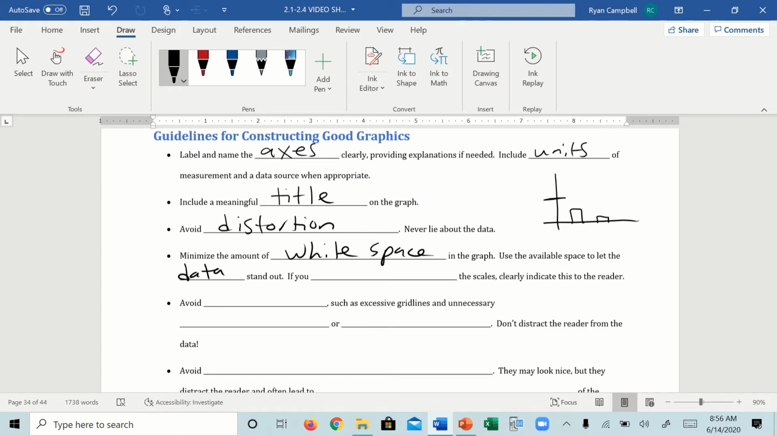So, super important, if you truncate, so truncate means to cut off, so if you cut off the scales, clearly indicate this to the reader. So if you're not starting at 0, you need to make sure to tell the reader you're not starting at 0. And typically the way we do that is using a, there's not a technical word for it, so I like to call it a doo-doo-doo. So when you go up, you go doo-doo-doo. A little break in the graph. It tells you we're not starting at 0.